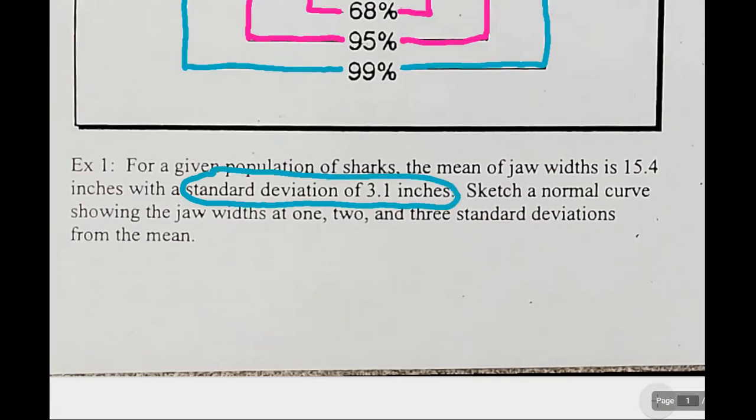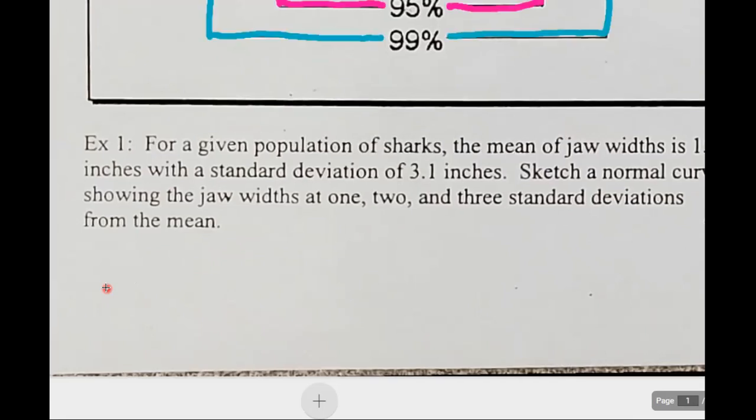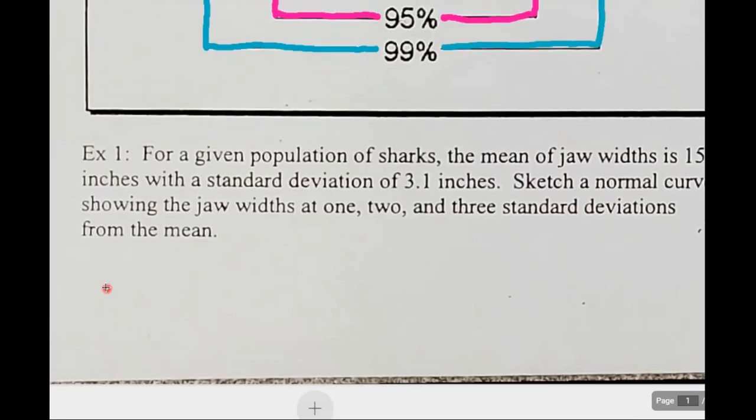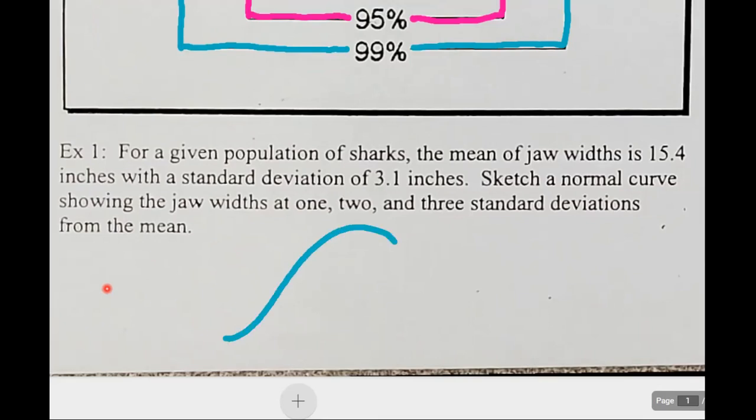So in this particular situation, we have a given population of sharks. The mean of the jaw width is 15.4 inches with a standard deviation of 3.1. Sketch a normal curve showing the jaw widths at 1, 2, and 3 standard deviations from the mean. So for this, okay, I am going to draw a normal curve. In the center of it is going to be my mean, and my mean in this case is 15.4. And then we're going to go out 1 standard deviation.